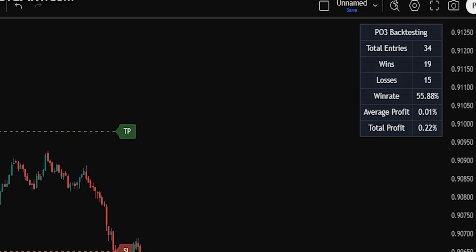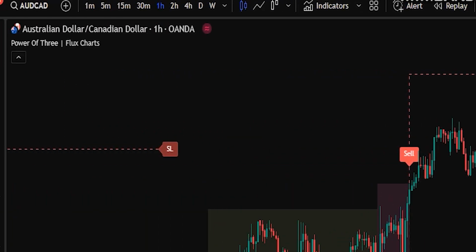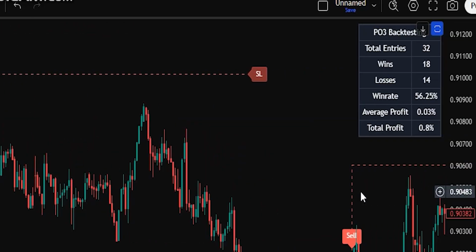But if we switch the time frame, will that change the win rate too? I'm going to shift the time frame from 5 minutes to 1 hour, and yep, as you can see, the win rate's bumped up to 56%, a 1% improvement. So now we know this strategy works better on Australian dollar to Canadian dollar in the 1-hour time frame than the 5-minute one. That's a huge help. It means with just a few clicks, we can figure out which symbol and time frame this strategy performs best on, and we should lean into using that symbol more.